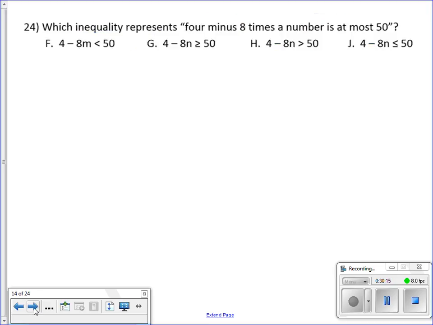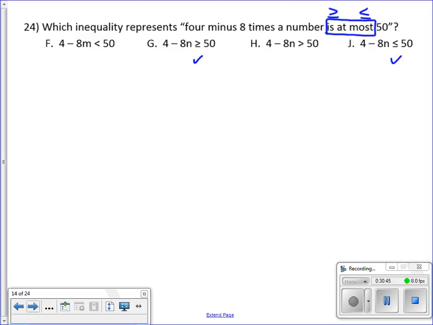Okay, which inequality represents 4 minus 8 times the number is at most 50? Okay, at most, again. This is that phrase that's going to be either the greater than or equal sign or the less than or equal to, because it's at most, meaning it's also going to be equal to 50. So actually, since we said that, it's also going to be equal to it. We know it's either this one or this one because it's got to be equal to.